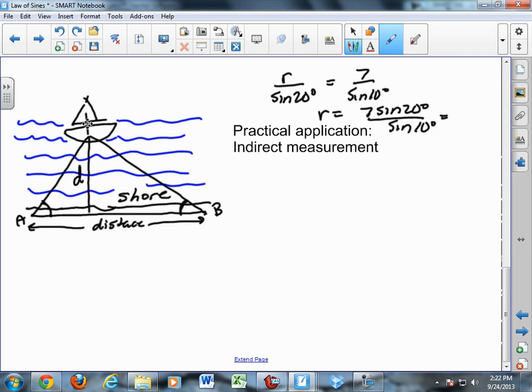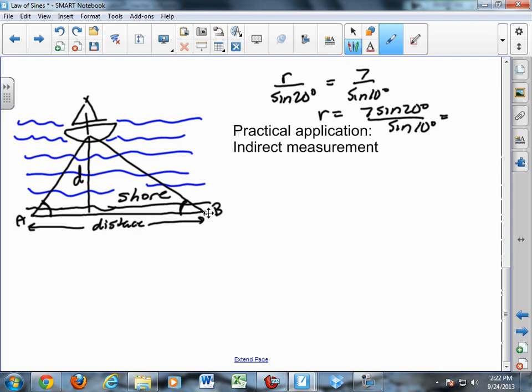Running across the water with a jet ski and a tape measure out to the boat is probably not the most practical way to make this measurement. Maybe it is, but that's not what we're going to do. You have to have a long rope. So what we can do is measure the distance between two points on the shore, A and B. That's pretty easy to do.